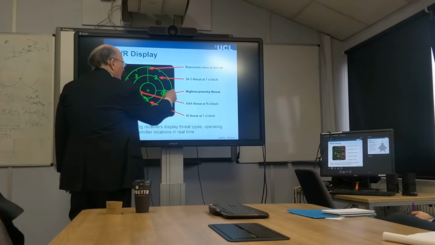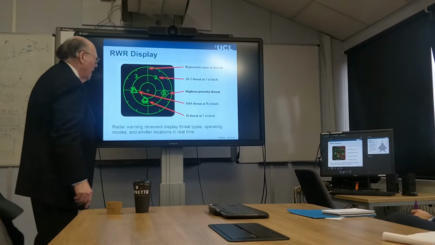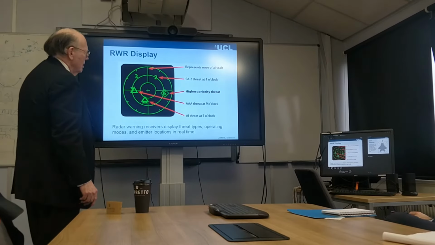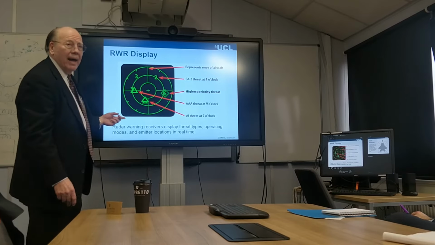It also draws a little box around the highest priority threat. So this would be an SA6 at about 3 o'clock, and the radar warning receiver processor has designated that to be the highest priority threat.